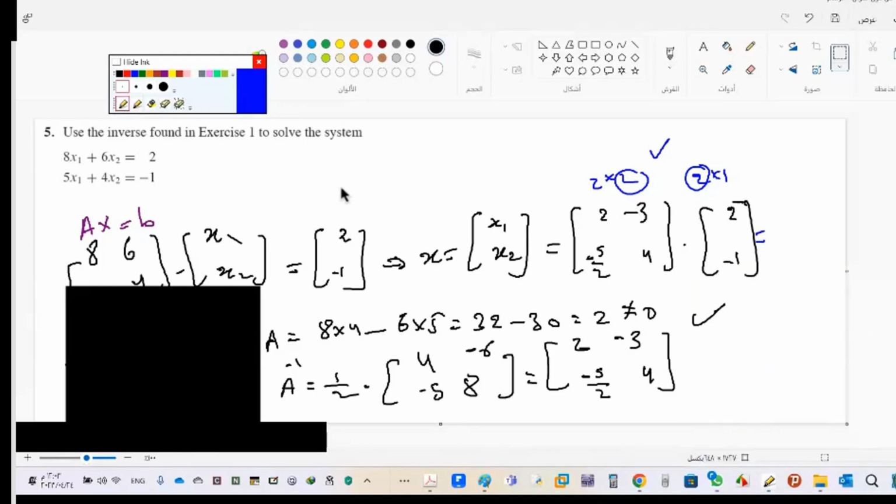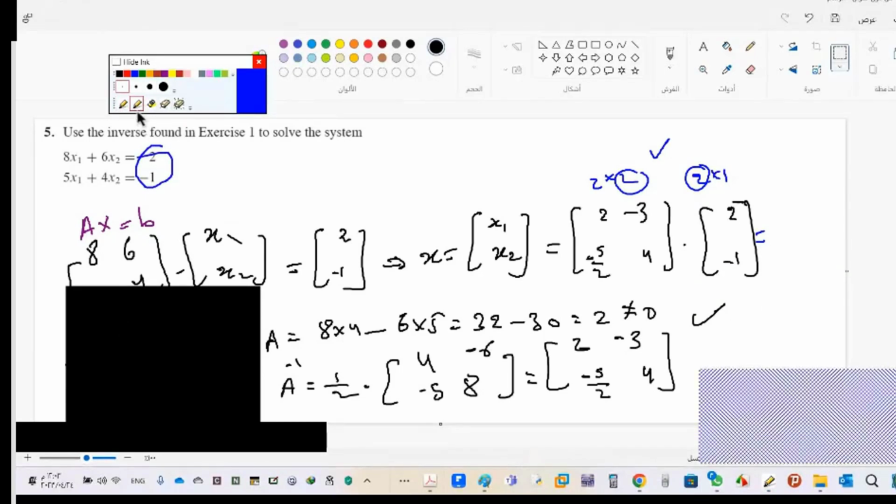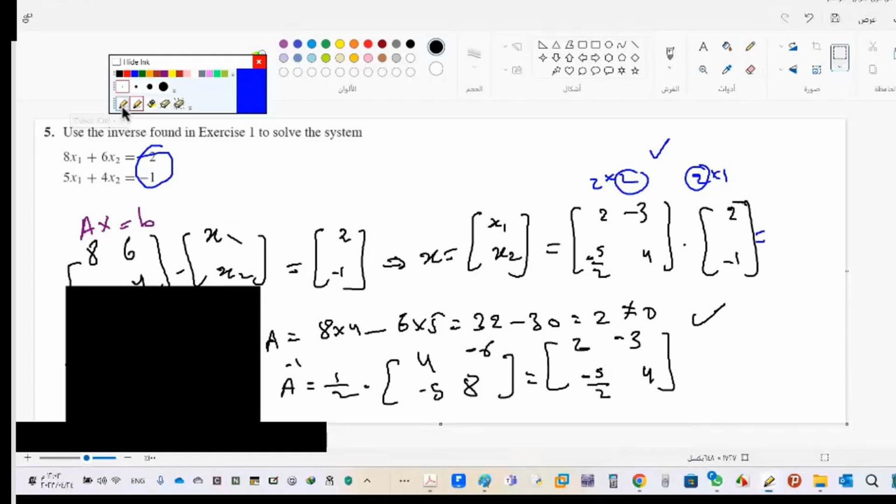Right side, this is B. Here, this is B. I write AX equals B. I gave you this before. This is the matrix form. After that, I start to find A minus 1. Calculate the determinant, then I found A minus 1. Then I apply the formula X equals x1, x2. These are the vectors, and this is A minus 1 with B. After that you calculate and find the values of X.